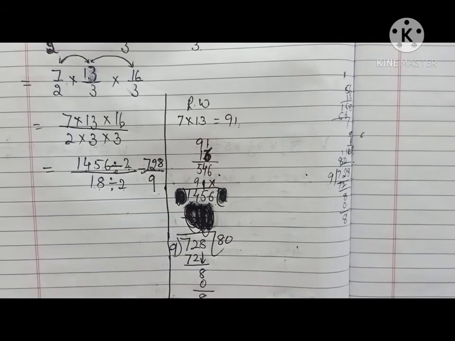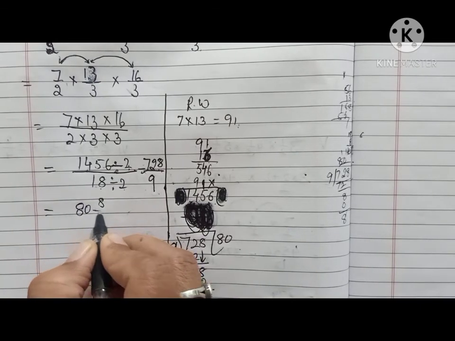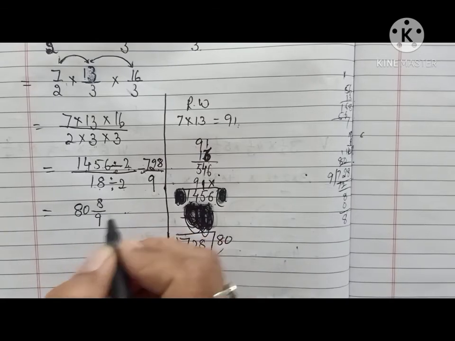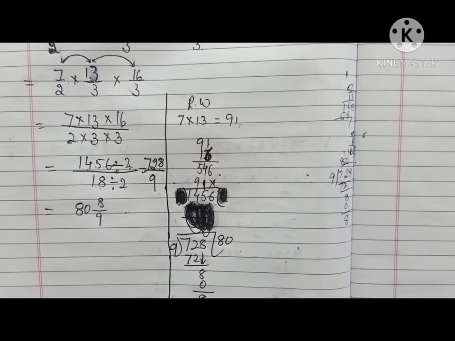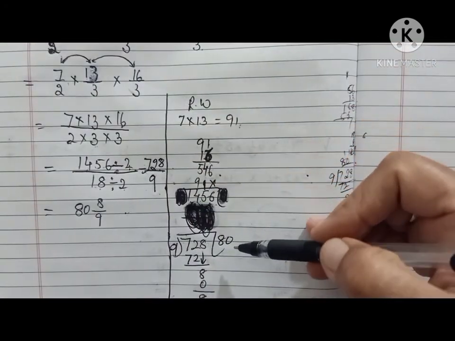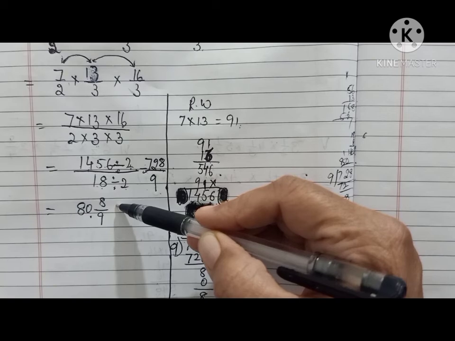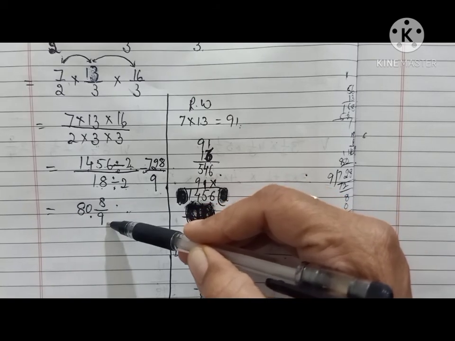What is the mixed number? That is 80 and 8 over 9. This is the answer. Beta, the answer at the back is wrong, here the wrong answer came. Now it should be clear. It is 80 is the quotient, 8 is the remainder and 9 is the divisor.